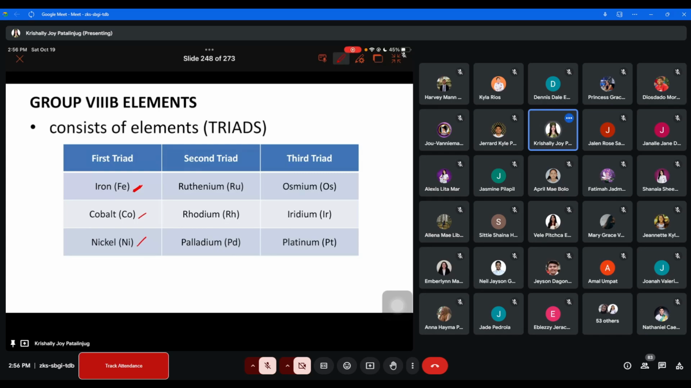Mayoni ba yun or basta Fekoni, gikanta nako na siya. Kantahon nako siya para lang madumduman nga under sa first triad is Fekoni.